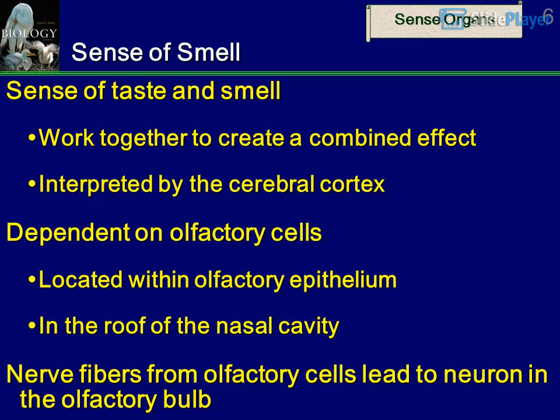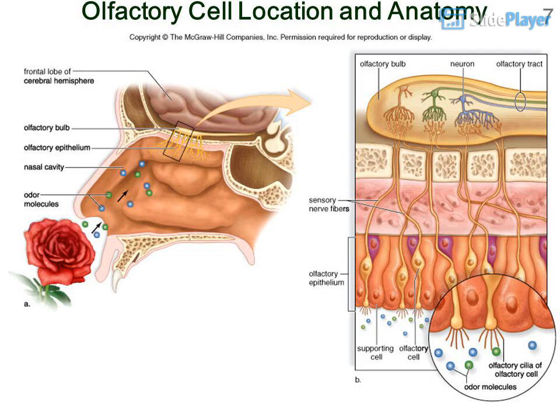Sense of taste and smell. Sense of smell. The senses of taste and smell work together to create a combined effect, interpreted by the cerebral cortex. Smell is dependent on olfactory cells, located within the olfactory epithelium in the roof of the nasal cavity. Nerve fibers from olfactory cells lead to neurons in the olfactory bulb. Olfactory cell location and anatomy.